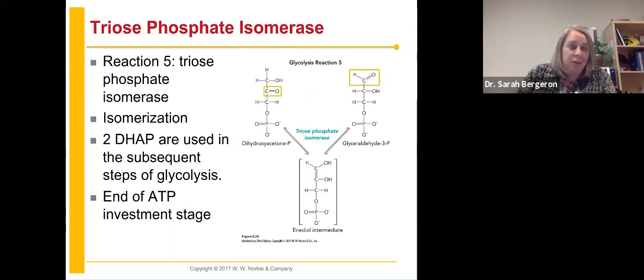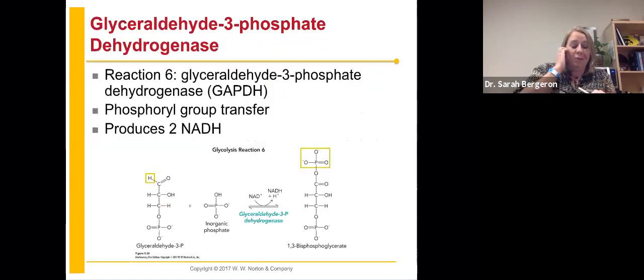And what can you think about? What have we done so far? We started out with 1 glucose molecule, and we have ended up with 2 3-carbon chains, right? 2 G3Ps, glyceraldehyde-3-phosphate, that's what we really want. And we've invested 2 ATP. So now we're going to make some money. We invested some money, we're going to make some money. So this is our stage 2.